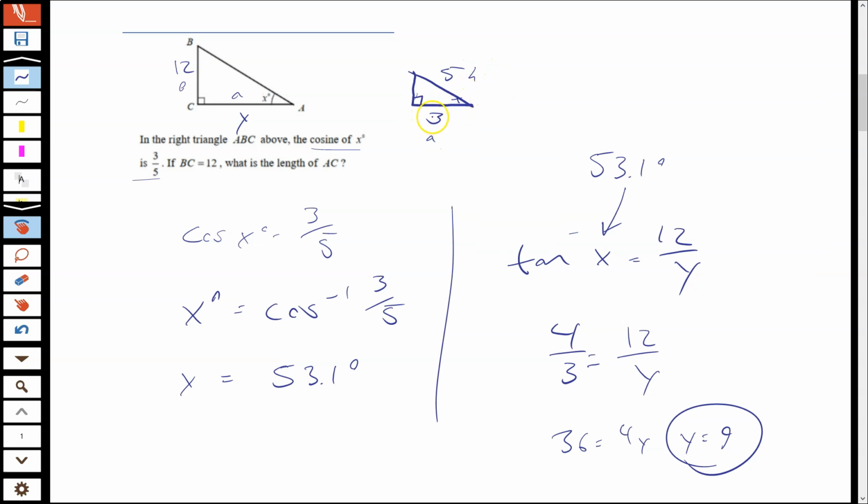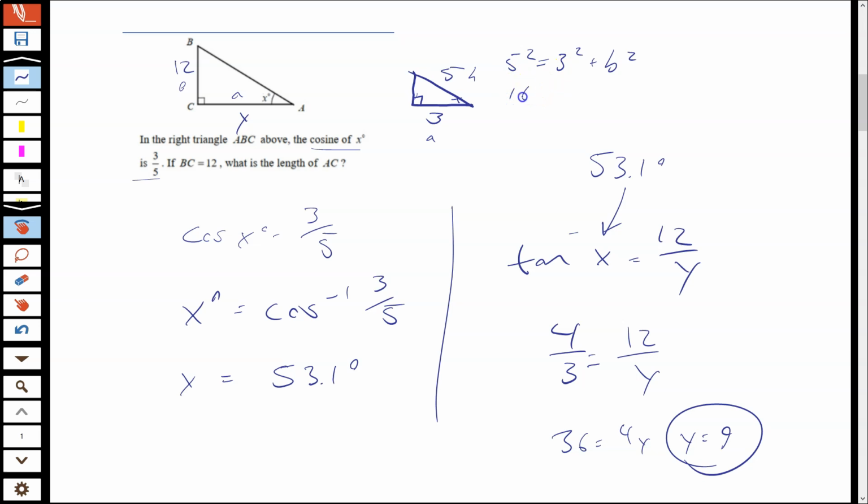Now, I can do the Pythagorean theorem, so I can say 5 squared, the hypotenuse goes by itself, right? 5 squared equals 3 squared plus b squared, we'll say. When I solve this, this is a Pythagorean triple, it's called. So 3, 4, 5 are solutions to the Pythagorean theorem.